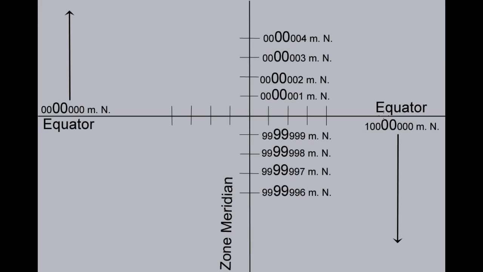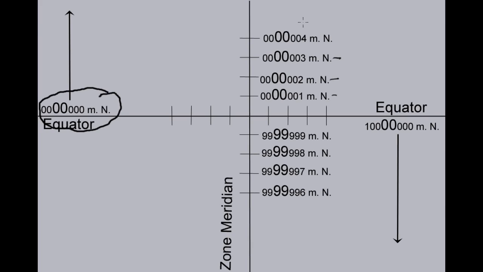The equator, for purposes of working your way north from the equator, or for purposes of the northern hemisphere, I should say, the equator is assigned a value of 0 meters north. And for each meter you go north of the equator, that value increases by 1. So at 1 meter north of the equator, your northing is 1 meter north. 2 meters north of the equator, your northing is 2 meters north. 3 meters north of the equator, 3 meters north, and so on. And that continues all the way up to latitude 84 degrees north, which is the northern boundary of the UTM grid.